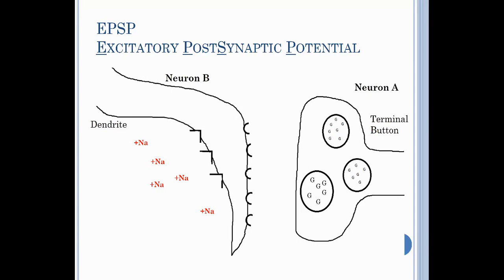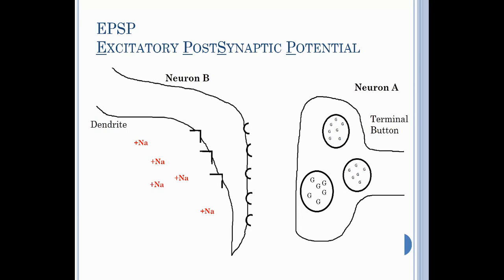In this even worse drawing, we can see that neuron A is releasing its neurotransmitter into the gap between its axonal ending and the dendrite of neuron B. So I'll first describe the process of excitation. Therefore, this neurotransmitter is likely to be glutamate, which is the most common excitatory neurotransmitter in the brain.